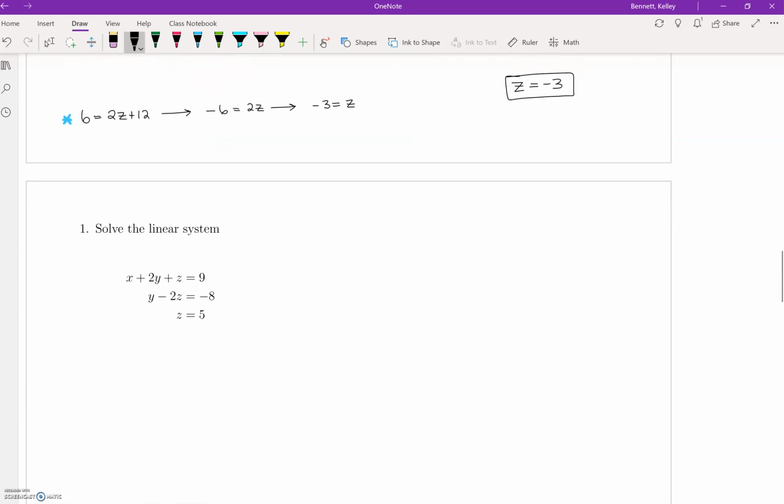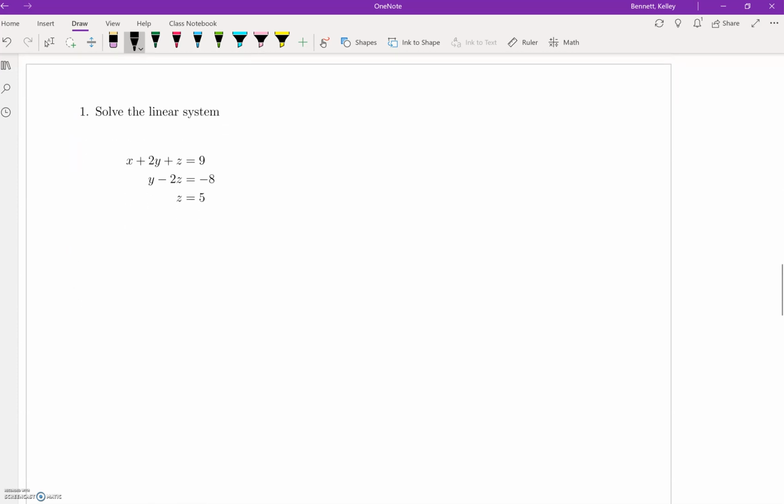The next topic we're going to tackle is kind of a prelude to assignment number 51. It's this idea of solving for one variable and then using that to back substitute to find the other two missing variables.